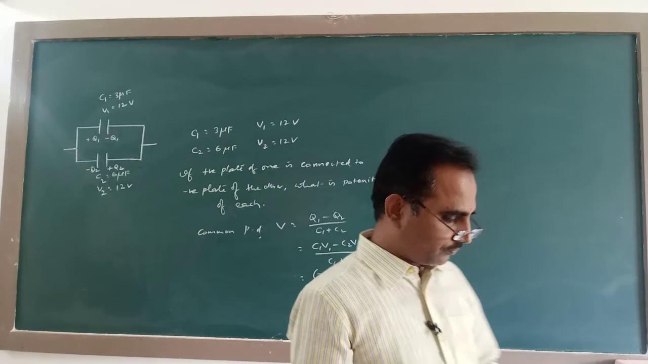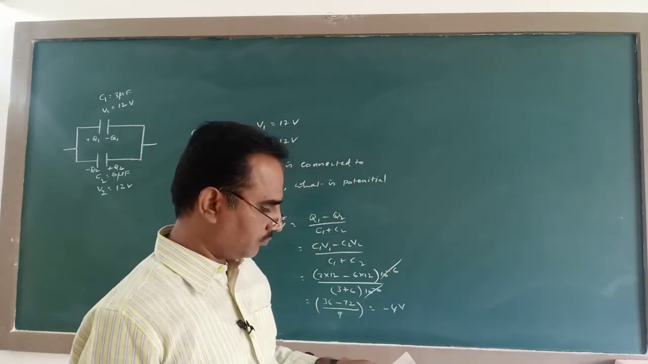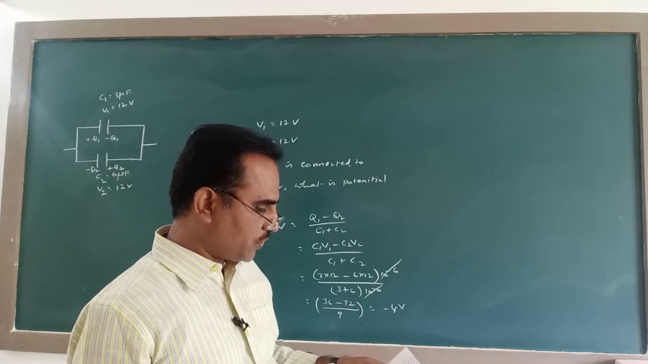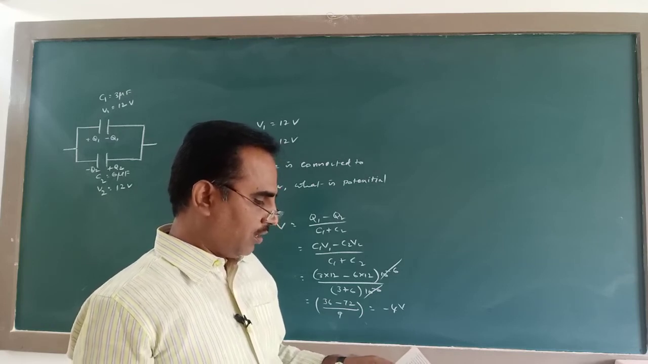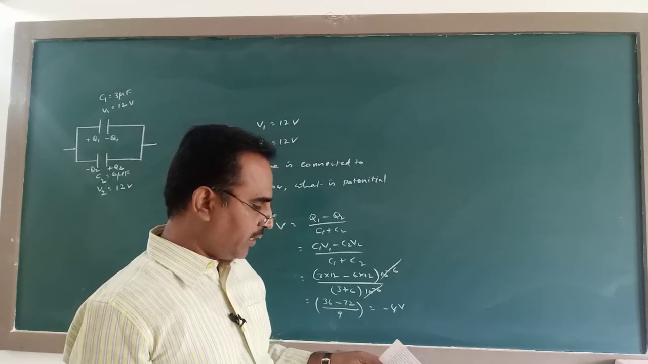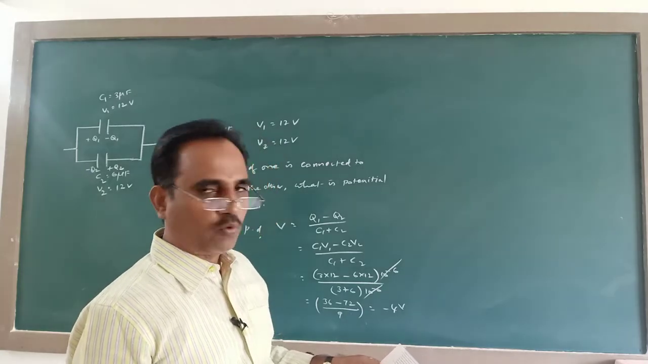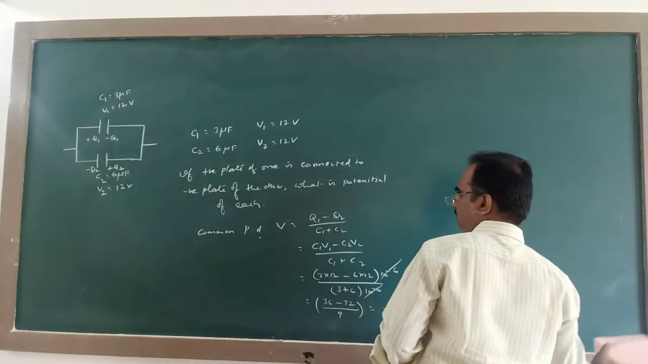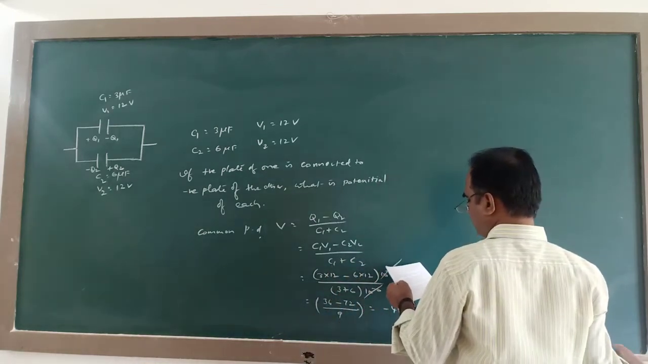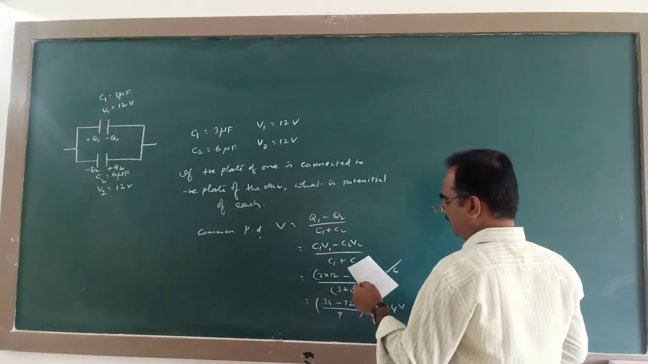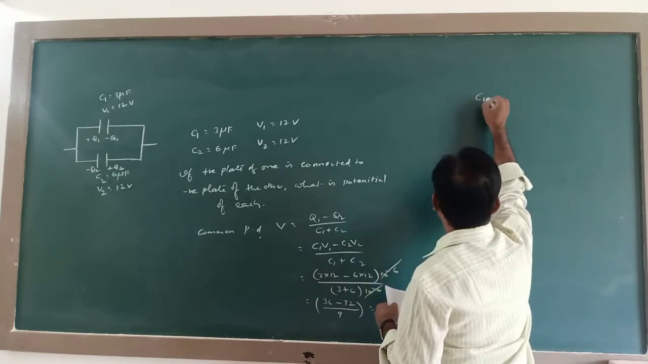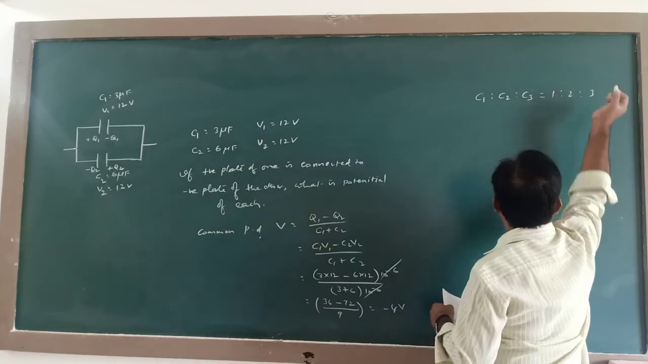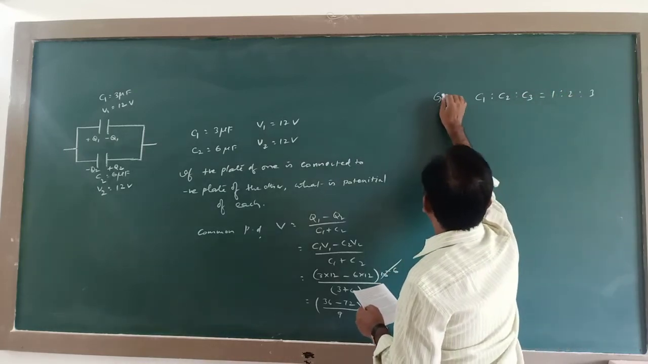Next one, capacitances of 3 capacitors are in the ratio 1:2:3. Combined capacitance when joined in parallel is greater than that when joined in series by 180 by 11 microfarad. Find the individual capacitances. So the problem is like this. Capacitances of 3 capacitors are in the ratio 1:2:3. C1 is to C2 is to C3 is equal to 1:2:3. So this is given.